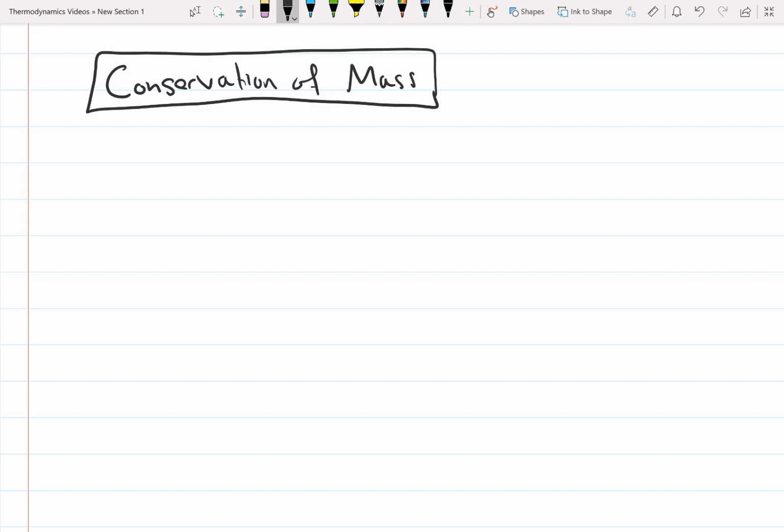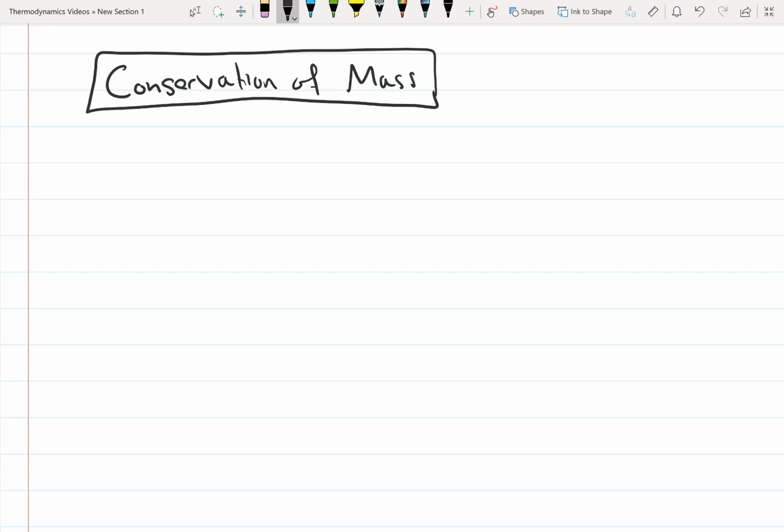And the reason why we might need to use the conservation of mass is we might need to calculate something like the geometry of a part of our system, or some other info that we may need in order to solve the first law, which is the energy balance for our open system.